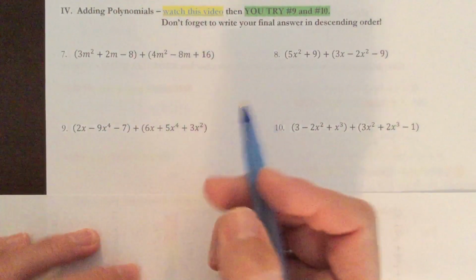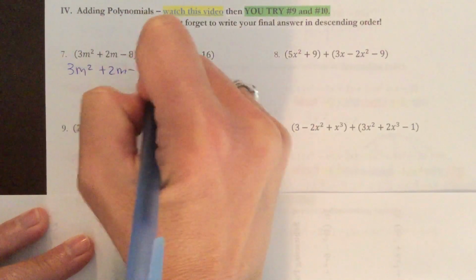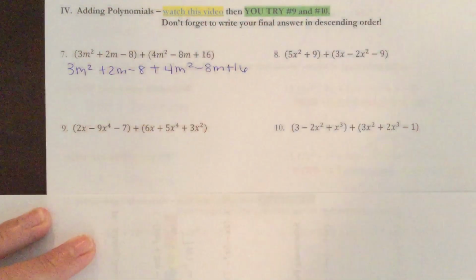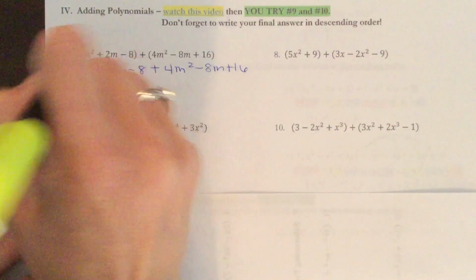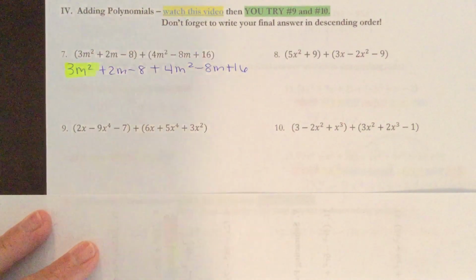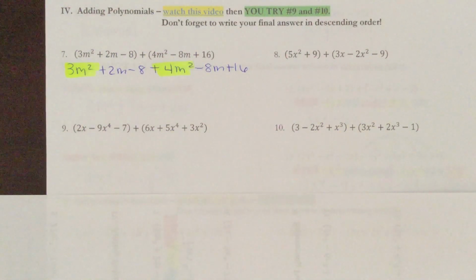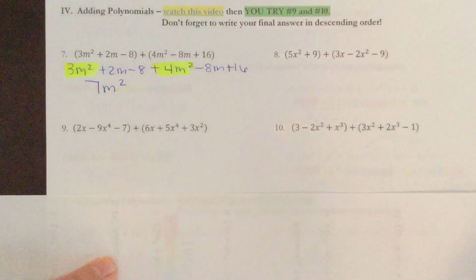What we're being asked to do is to take 3m squared plus 2m minus 8 and add 4m squared minus 8m plus 16 to it. When we rewrite it this way, all we have to do is combine like terms. I like to work from left to right. 3m squared is like terms with 4m squared. When we combine those, 3m squared plus 4m squared gives us 7m squared.